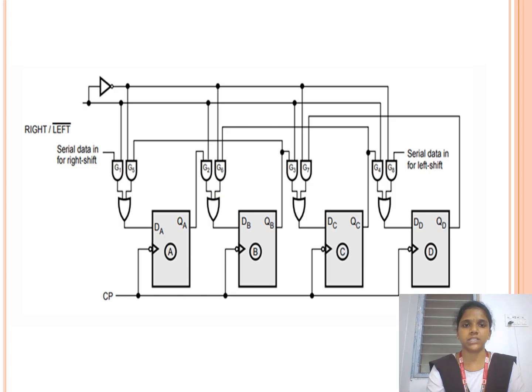This is the logic diagram representation of the bidirectional shift register. In this register, we can easily perform both right shifting and left shifting using this logic diagram. Here, these AND gates and OR gates can be replaced by 2 by 1 multiplexers.